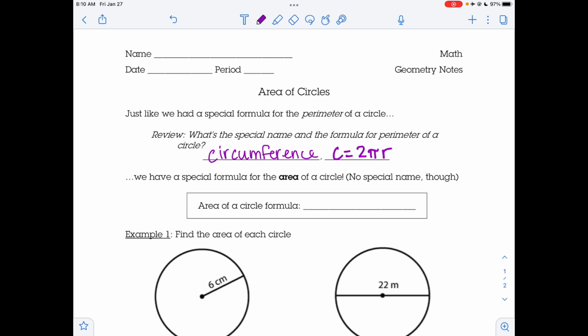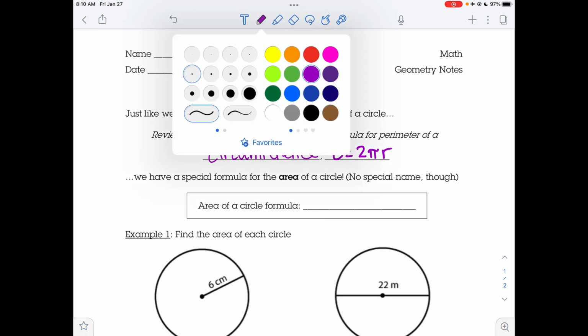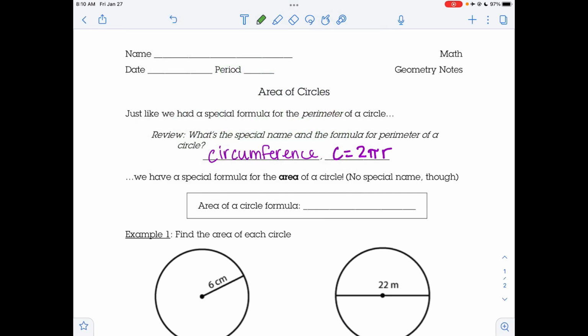Now there is a special formula also for the area of a circle. There's no special name, it's still just area. But your A for a circle equals pi times r squared. It is important you follow your order of operations and do your radius squared first, then multiply that by pi. Since we are multiplying by pi, all of your answers are going to come out to big long decimals.